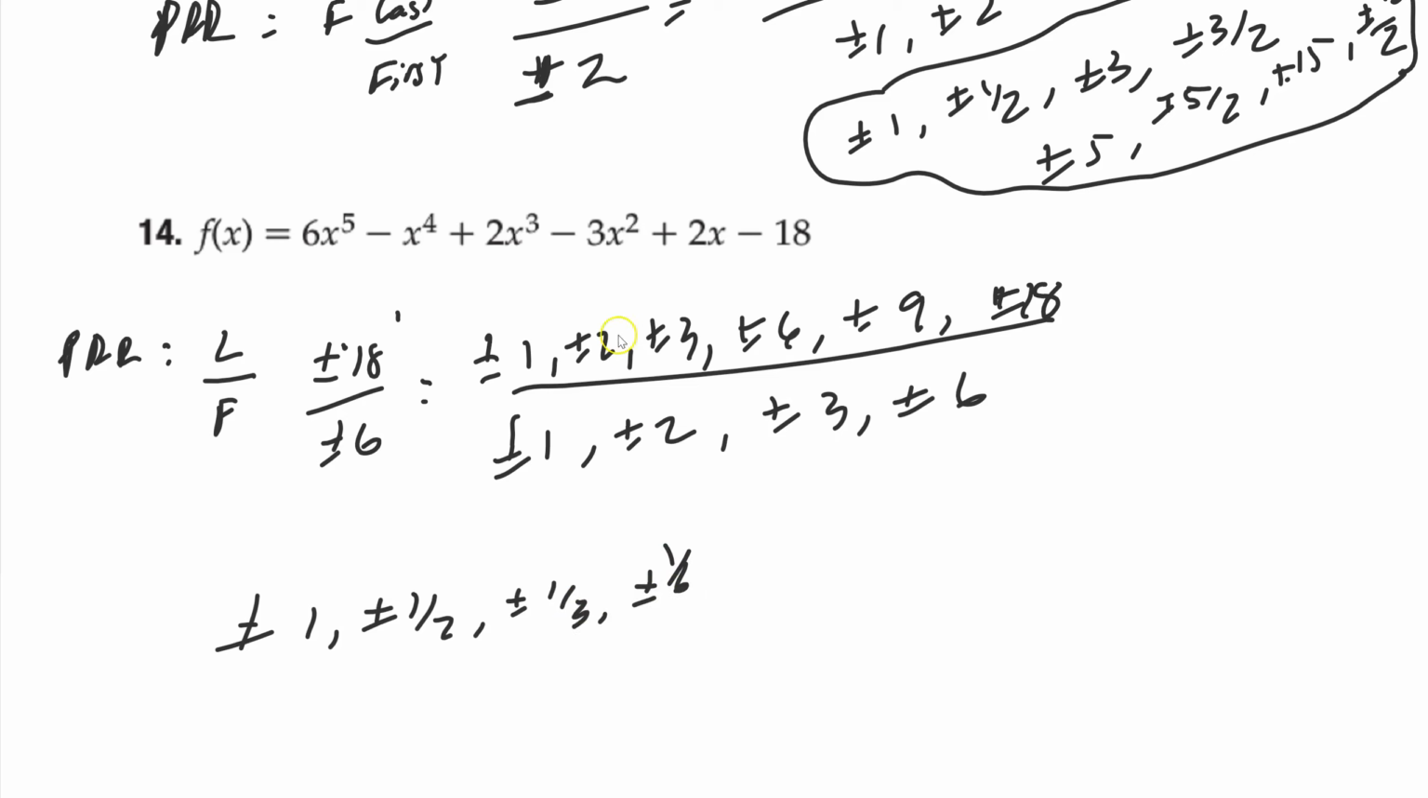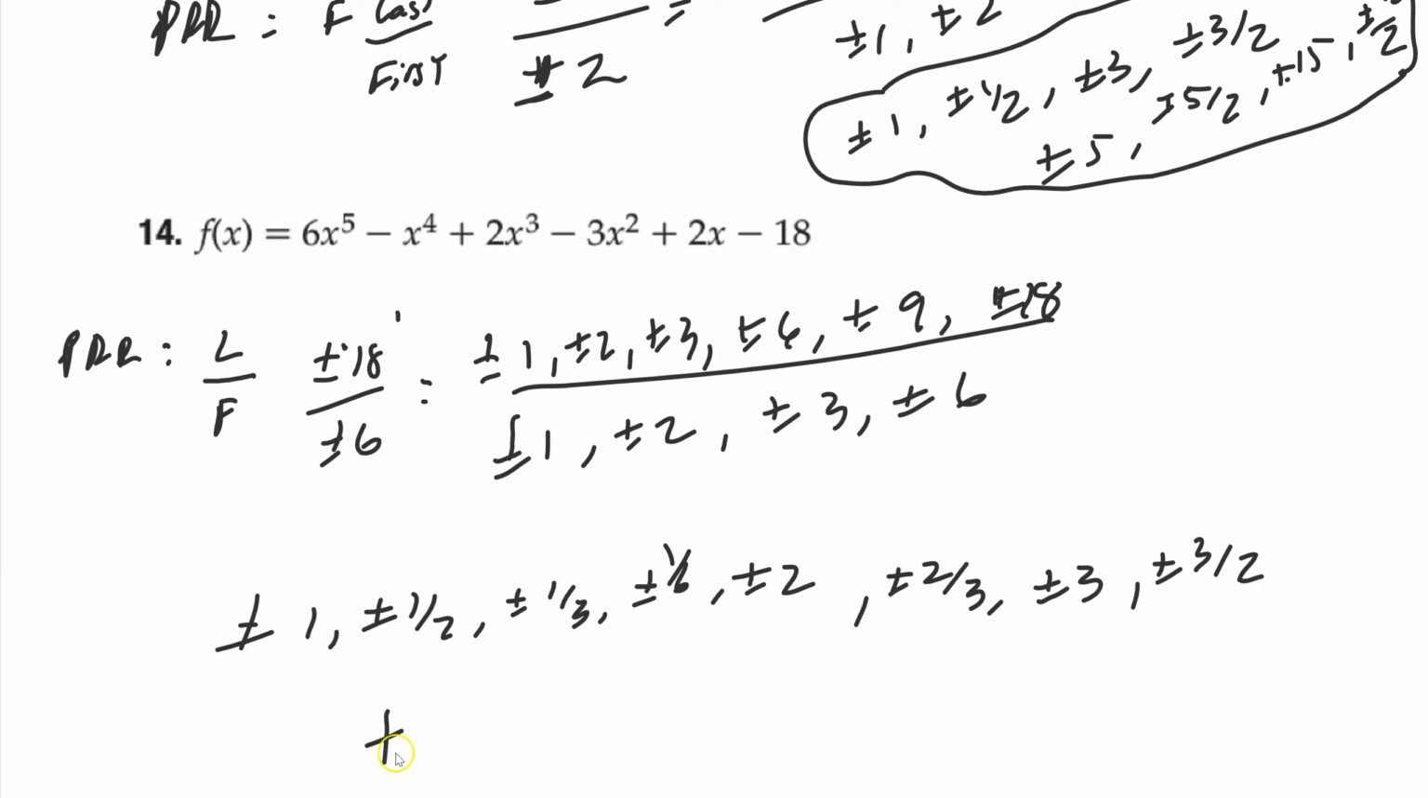And then 2 over all of them. Now 2 over 1 is 2. 2 over 2 is 1. I actually already have that, so I don't need to write that one again. 2 over 3 is 2/3. 2 over 6 is 1/3, which I already have again, so I don't need to write that. So it does get a little easier. 3 over 1 is 3. 3 over 2 I don't have. 3 over 3 is 1. I have that already. 3 over 6 is 1/2. I already have that. So then you go 6.